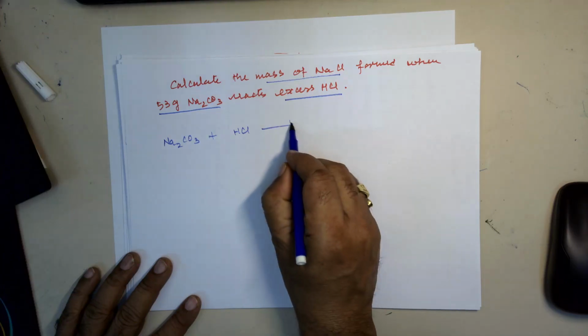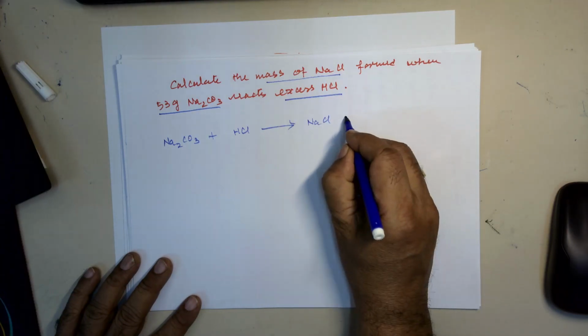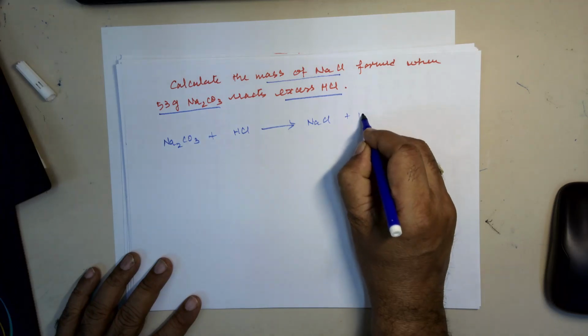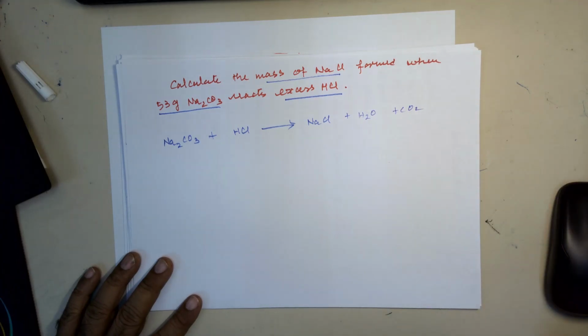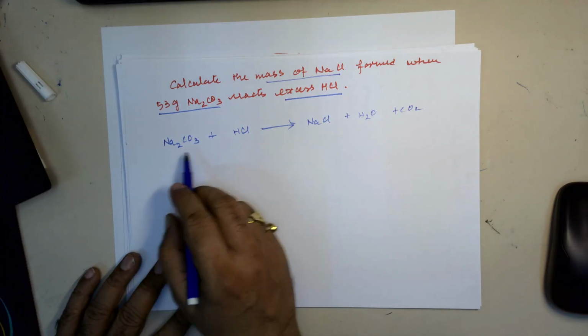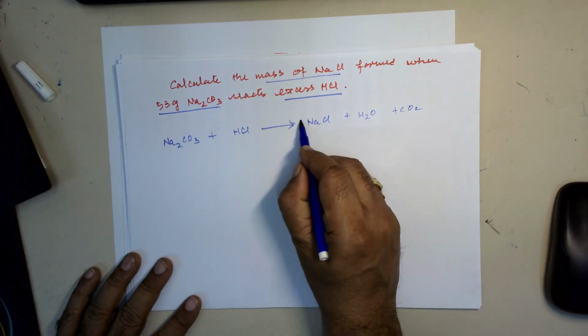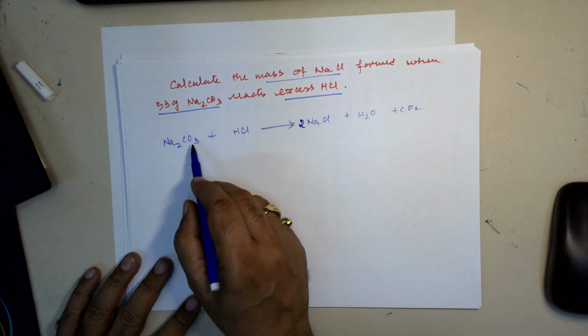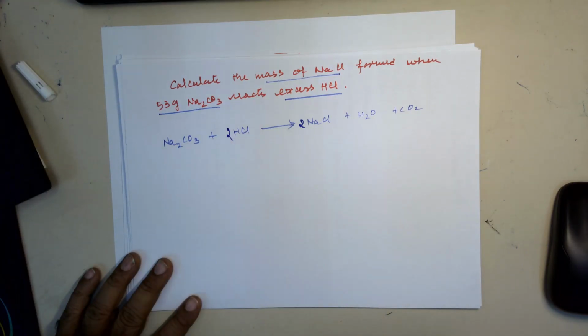Correct? That gives NaCl plus H2O plus CO2. So this is the reaction. Okay, we have to balance this reaction. So there are two sodium, you can put two sodium. And the rest of the part is, this is 2HCl.